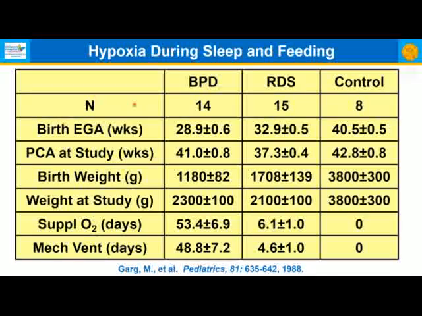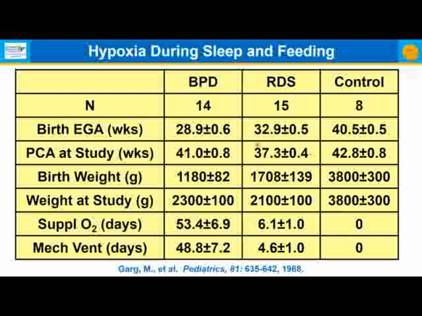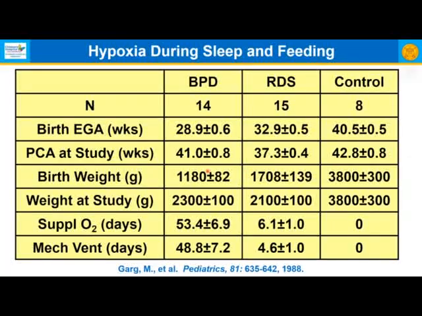And you can see the numbers here, 14 BPD, 15 RDS, 8 controls. Post-conceptual age at study was actually similar, a little bit less in the RDS babies, but 41, 42 weeks. Birth weight, obviously less in the preterm infants. This study was performed in 1988, so these birth weights are a little higher than you might see. Weight at the study, however, except for the controls, was comparable. And the days of supplemental oxygen for BPD was 54, 6 for RDS, obviously none for controls. And the days of mechanical ventilation in the newborn period, 49 days for BPD and almost 5 days for RDS.